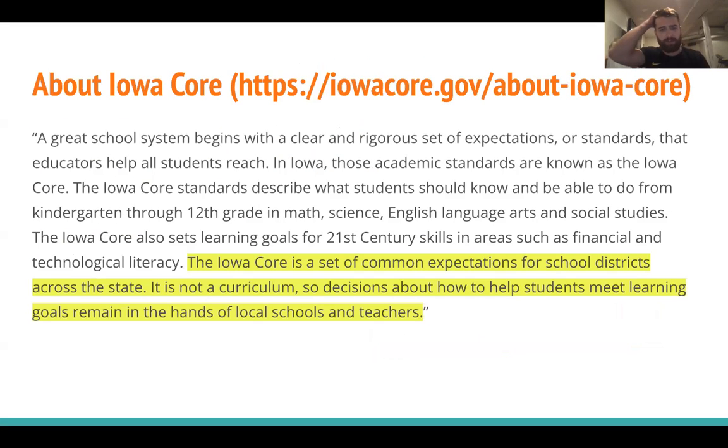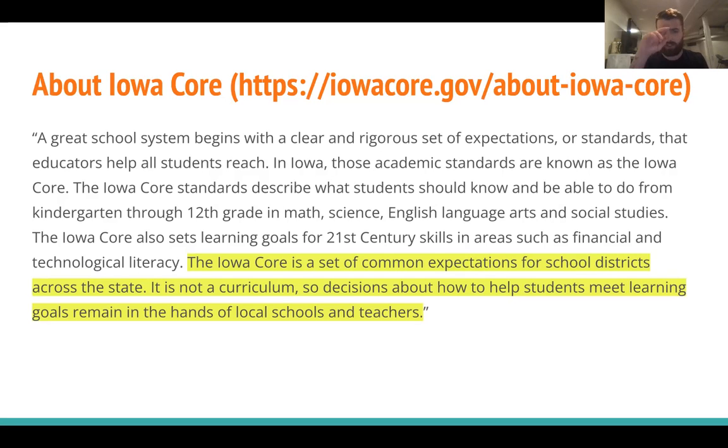So, just some information about the Iowa Core. There is a link up there on the website. You can read on this all you want on your own time, if you don't get what you think you need from this presentation. This is directly from the Iowa Core website. It says: a great school system begins with a clear and rigorous set of expectations or standards that educators help all students reach. In Iowa, those academic standards are known as the Iowa Core.